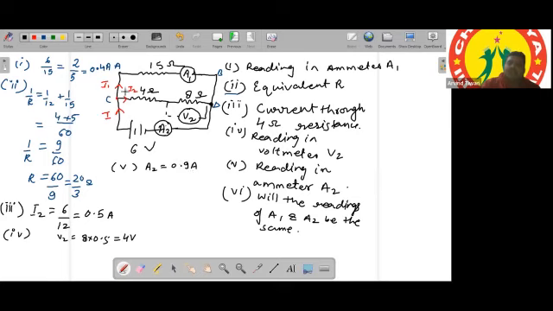Either you can add up the currents I1 and I2. We have already calculated I1, which is 0.4. We have already calculated I2, which is 0.5. So you can add them up, you will get 0.9.